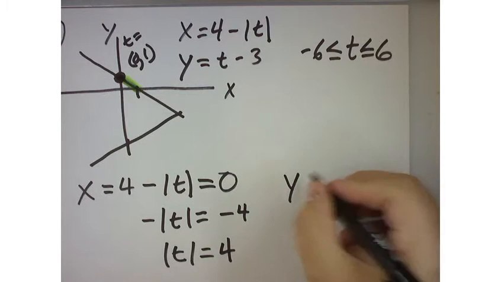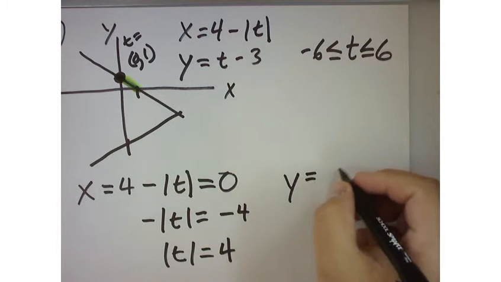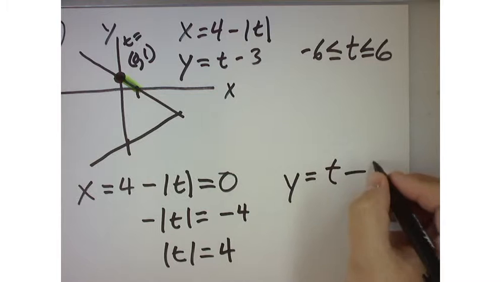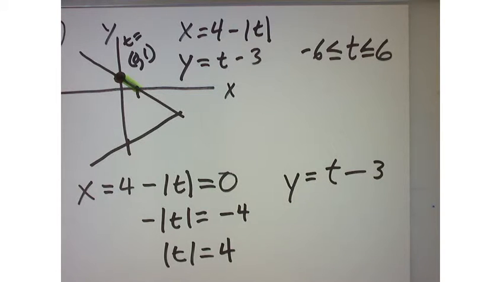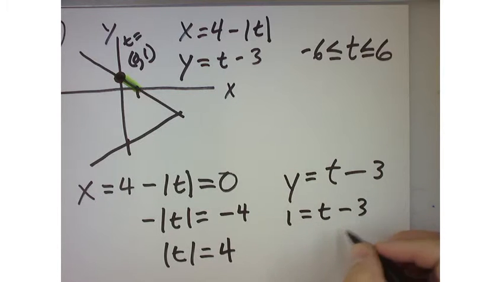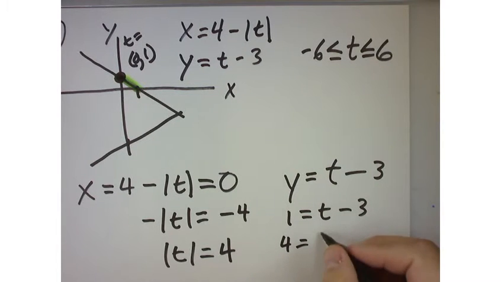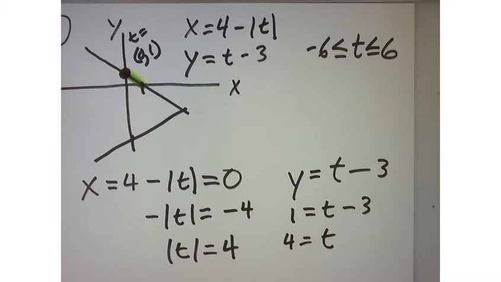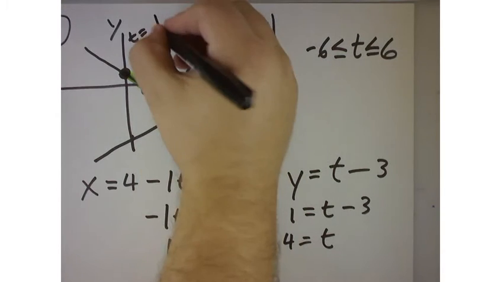So what Mr. Adams is really trying to do is figure out what t is for the point 0, 1. Well, I can determine that quickly if I start off with the y parametric equation, and I'm looking for when y equals 1. By adding 3 to both sides, I get t is equal to 4. So here, t is equal to 4.